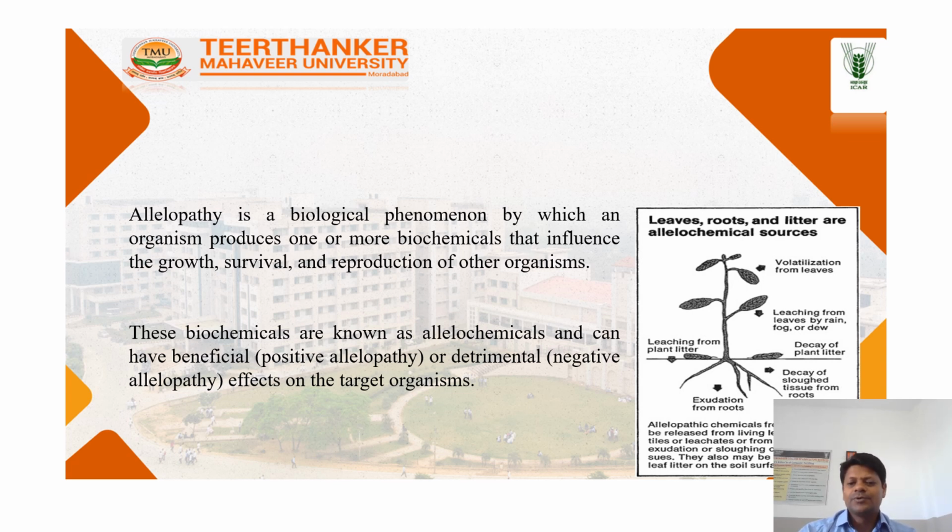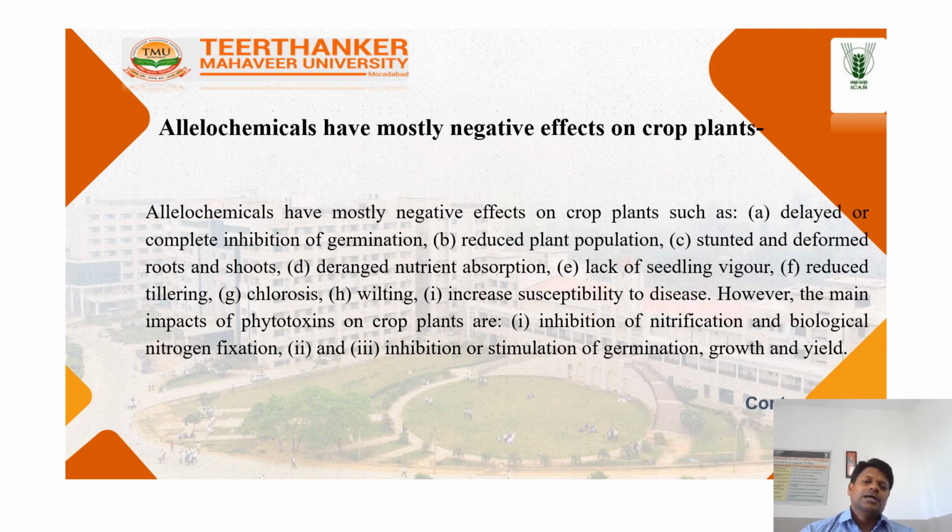Leaf, root, and litter are the allelochemical sources. Here are the allelochemical sources, as mentioned in the figure. You see here, allelochemicals have mostly a negative effect on the crop plant.